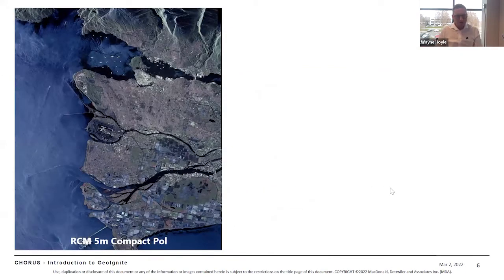To try to show the audience what the products are going to look like when they're actually available to you, one of our folks, Ron Caves, has gone into the archive from the CCMEO and pulled out compact pole, 5-meter compact pole data from RCM over top of Vancouver, and used some techniques to colorize that. Very interestingly, you can see significant details both in the water and the land, some of the agriculture areas here. This is what we're going to have with the compact pole for most of the CHORUS imagery.